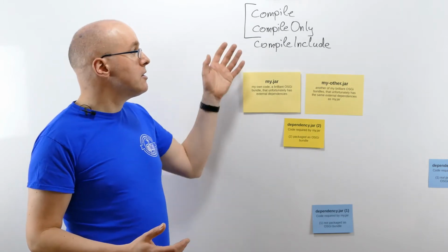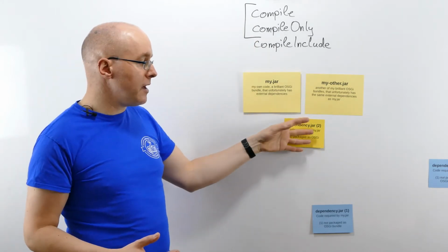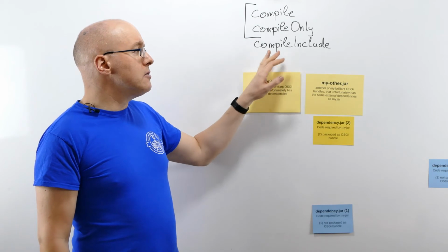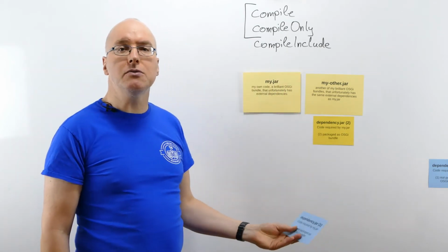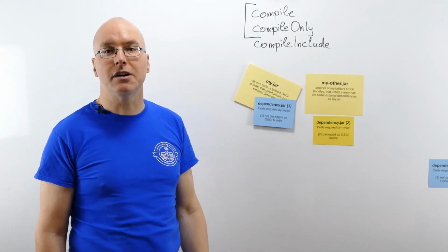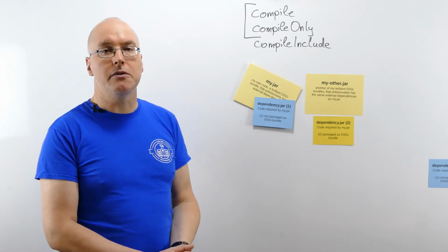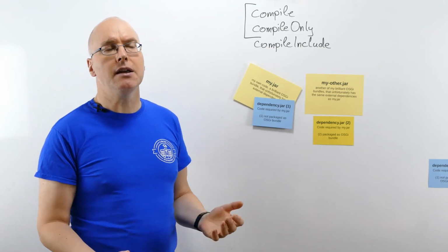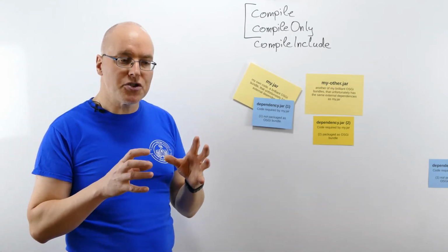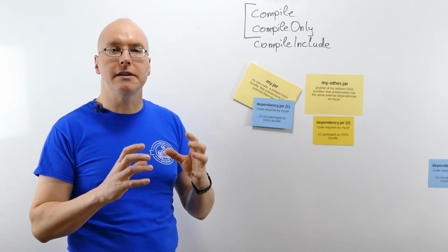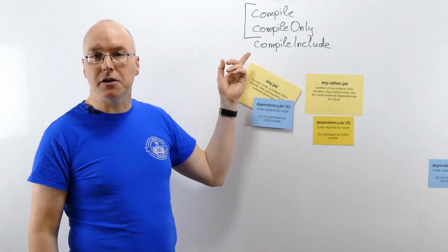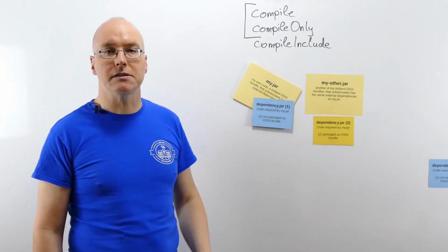So choose wisely. Choose compile and compile only if you have a dependency on an OSGi bundle. Consider compile include, but remember, as soon as you use compile include, you'll end up with a very heavy jar. The more you use compile include, the heavier all of your jars are. And one of the beauties of OSGi is actually the option to compose an application out of tiny little jars, tiny little bundles. So do yourself a favor and use compile include as your last option if nothing else really works.